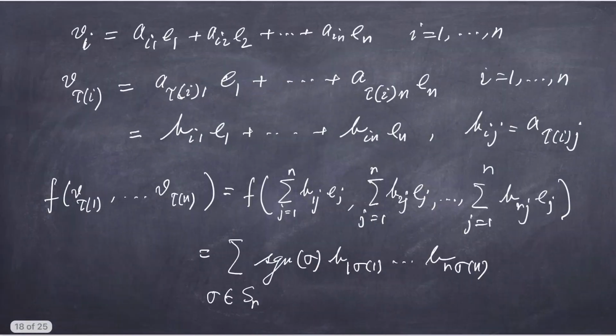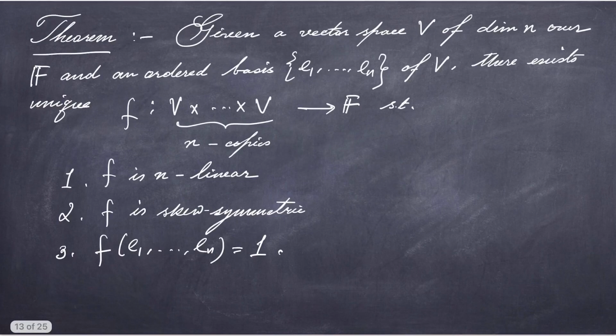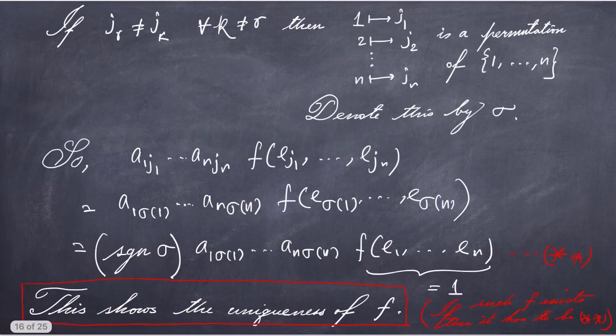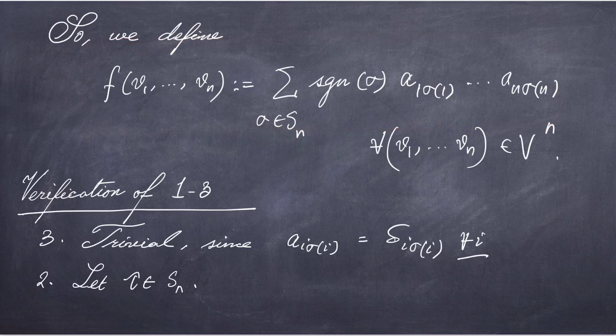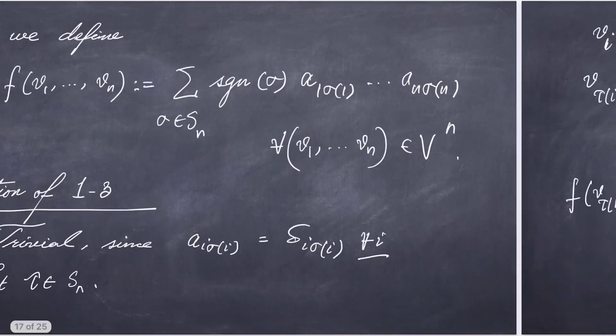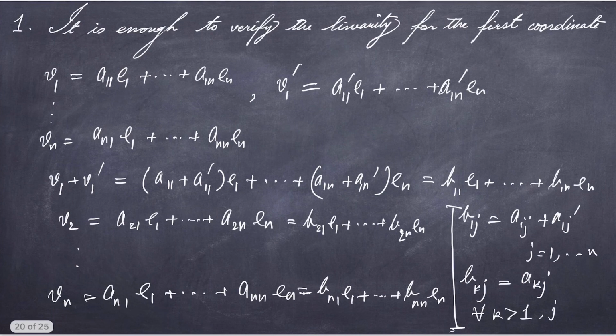Try to understand: first we proved the uniqueness independent of the existence. To prove the existence, we first define f to be this. Then we verify the properties. The third property is trivial. The second property is also verified. And in view of the second property, namely the skew-symmetry, it is enough to prove it is linear in the first variable in order to show it is an n-linear map.